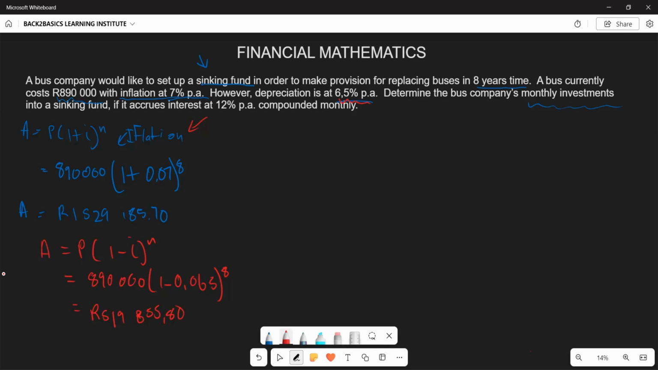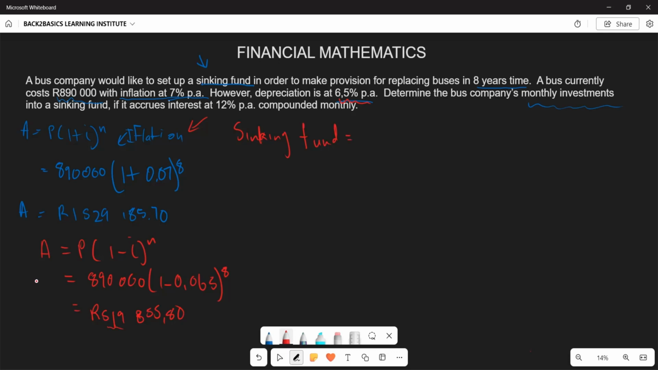That's what we've done firstly. Then secondly, now we are going to work out the value of the bus after the depreciation value of the bus. And then for us to get what is going to be our sinking fund. So our sinking fund, which means this is the amount that needs to be invested. This is going to be what now?